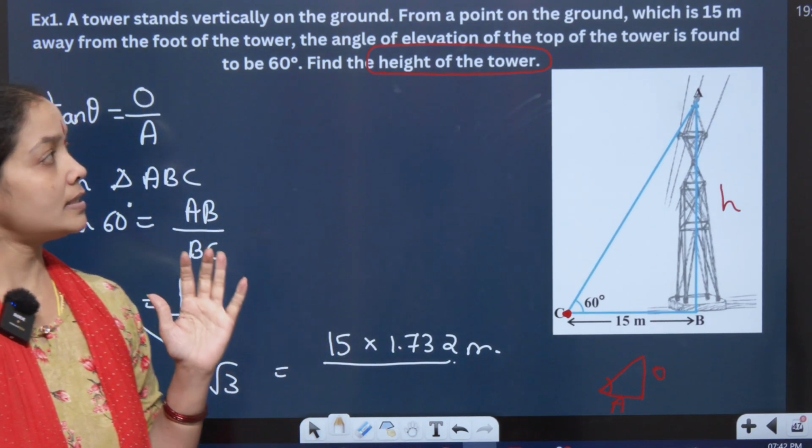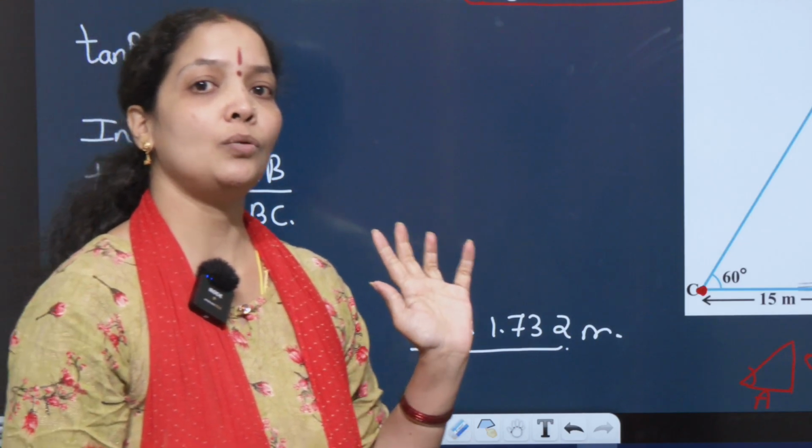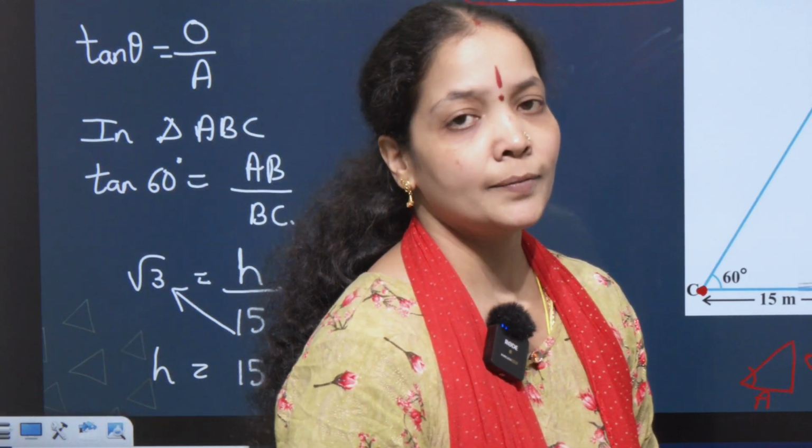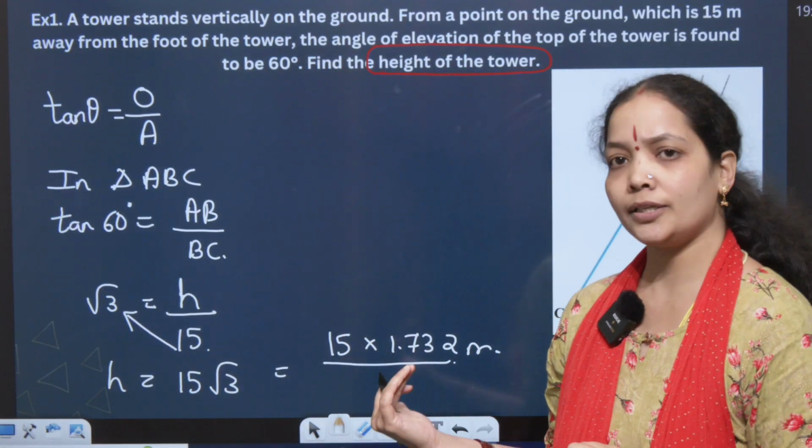So my dear kids, this is the first question, Example 1 of the NCERT textbook. A simple example. I hope this was clear to you.